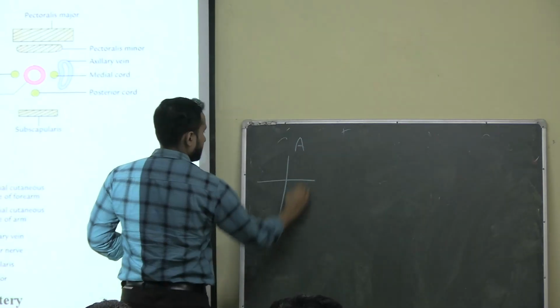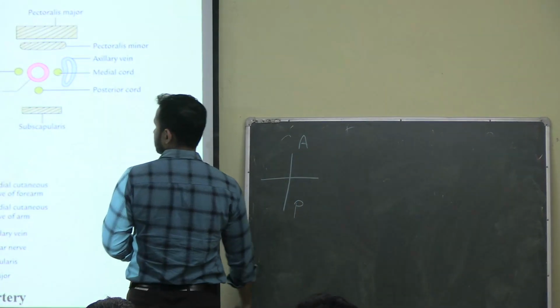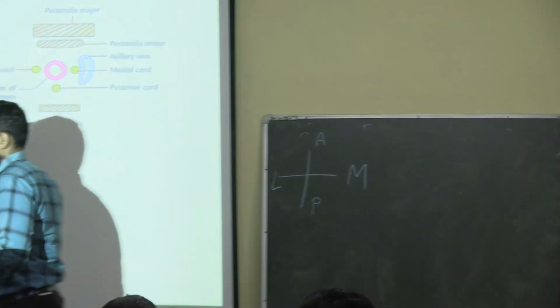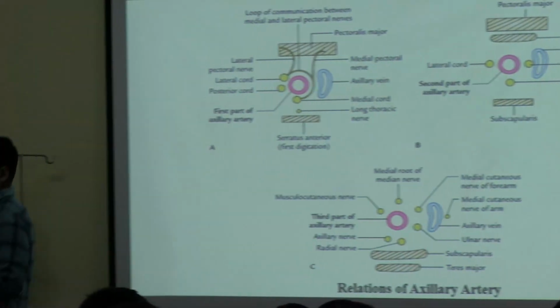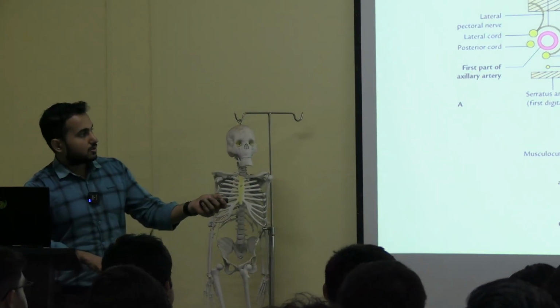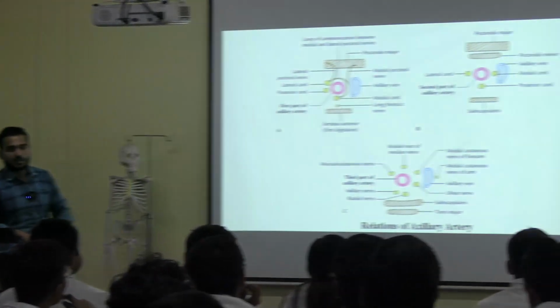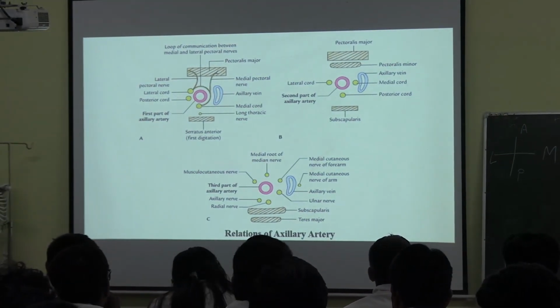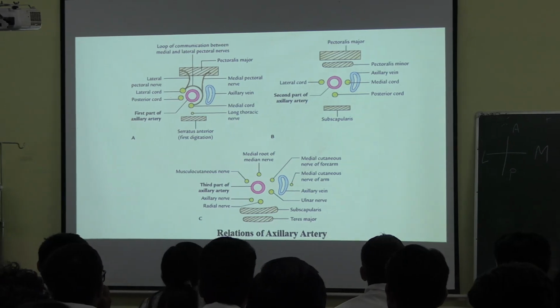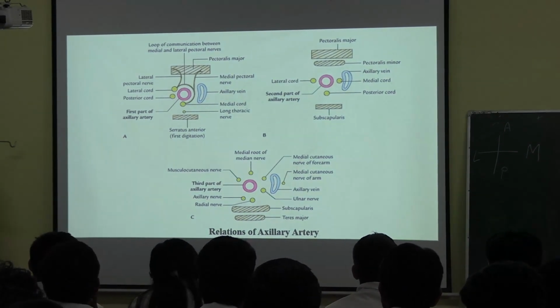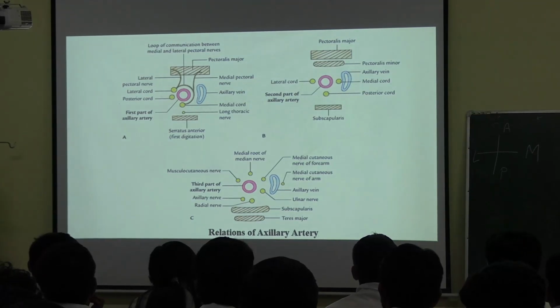This is anterior, this is posterior, this is medial, and this is lateral. Now compare with this. Whatever I have written on the board, compare this one with this diagram and you will understand. So what does this mean? Can you see the red color circle? That is the axillary artery. Okay? In all three cases you can see the red color artery.